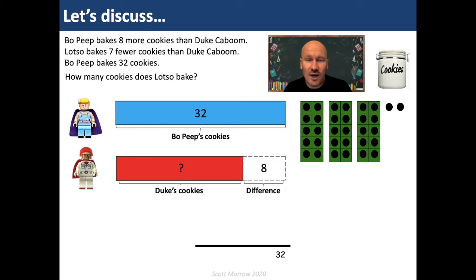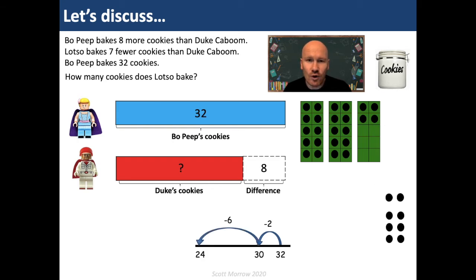If I try to do that in one step, it's quite tricky. So I'm going to make it easier, and I'm going to start by taking away those 2. When I take away 2 of the cookies, we're left with 30. I've got 6 more I need to take away, and when I do that, I'm left with 24. So Duke must have baked 24 cookies.